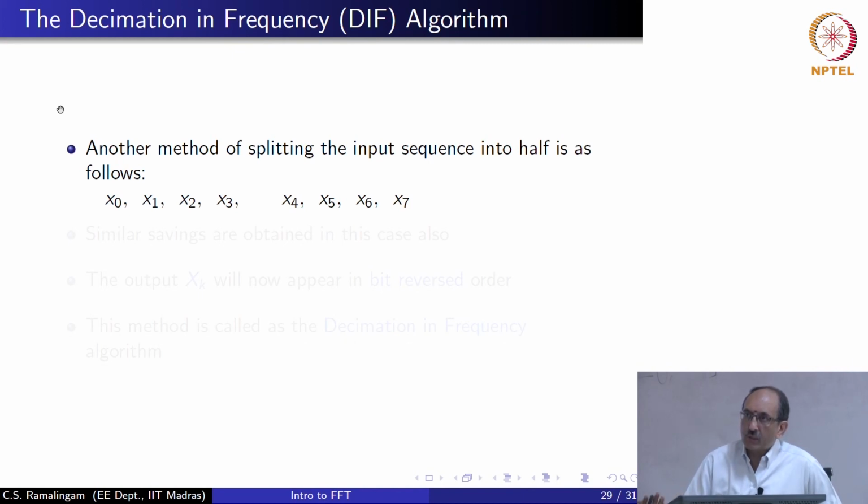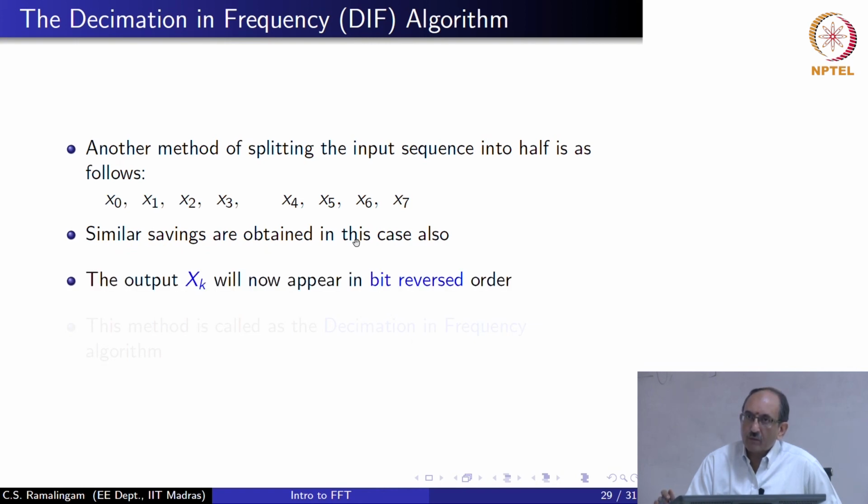Given a sequence, if you are asked to split it into two parts, splitting into odd and even indices is not the first thing that will occur to you, whereas what will first occur to you would be to split it into first half and second half. And if you did this, exactly similar types of savings will occur. Again, you need to work out the details. But what will happen is, the transform will now occur in bit reversed order. So there is no escaping from bit reversal, but fortunately efficient algorithms exist.